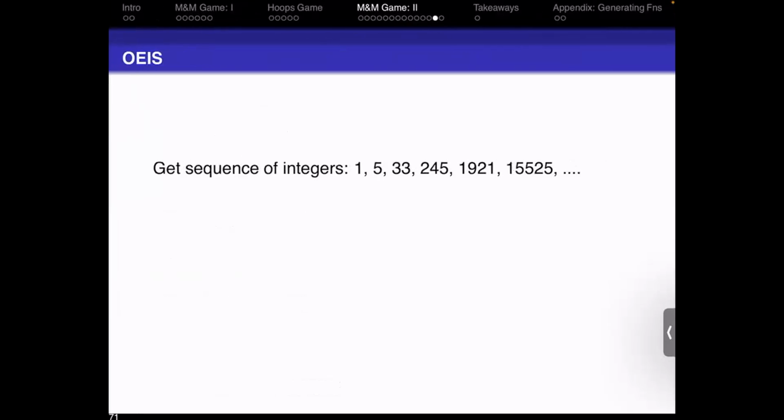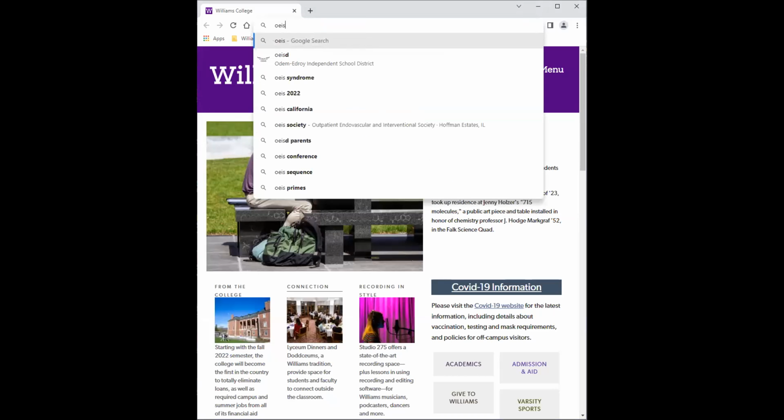It's amazing how much information is available. There's a wonderful website called the Online Encyclopedia of Integer Sequences, the OEIS. And what you do is you feed in a sequence of integers to it, and it will tell you all the sequences it knows. Now, if you start off with a very generic sequence, it's going to take a while before it tells you something. So let me see if I can. So I'll go to the OEIS.